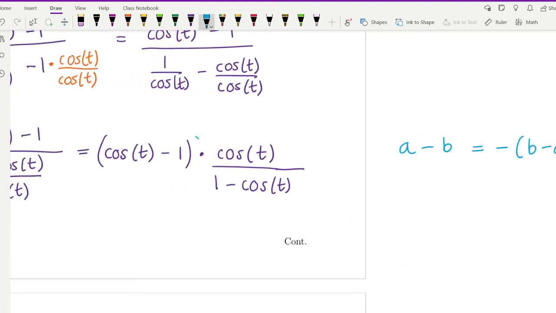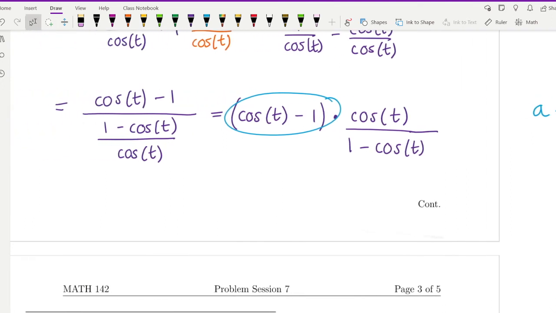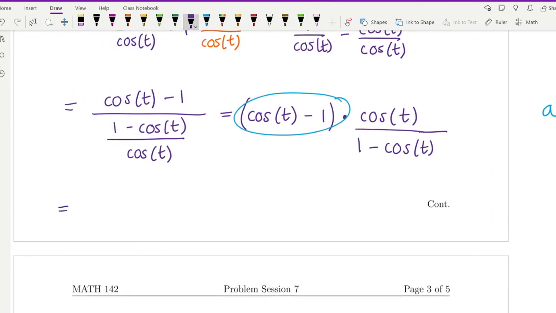Well, we can take one of these, either this one or this one, and pull out a negative sign, and that will make it look like the other one. So I'm going to rewrite this as negative 1 minus cosine of t. Instead of cosine of t minus 1, that's the same thing as negative 1 minus cosine of t. And again, you could check that just by distributing that negative sign back in. You'll see that you get negative 1 plus cosine of t, which is the same as cosine of t minus 1. And then we're multiplying that with cosine of t over 1 minus cosine of t.